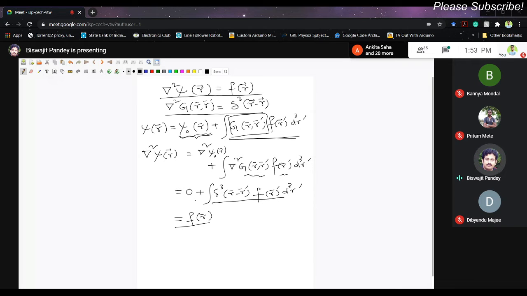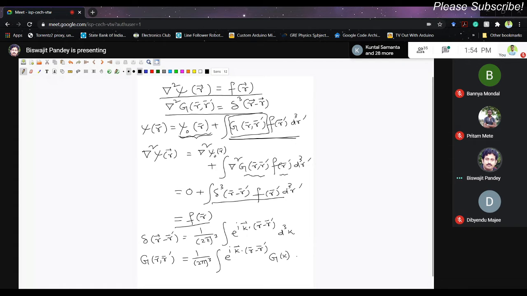Now if you stick to this definition, the delta function can also be written in exponential form. You may have encountered this somewhere. You can write delta as 1 over (2 pi) cubed times the integral of e to the power i k dot (r minus r prime) d^3 k. This is the definition of the delta function. You can also write the Green's function in terms of its Fourier transform in exponential form, 1 over (2 pi) cubed. Again, I am sticking to this definition of the Fourier transform, where the plus or minus sign is interchangeable: e to the power i k dot (r minus r prime), with the Fourier transform g of k, d^3 k.